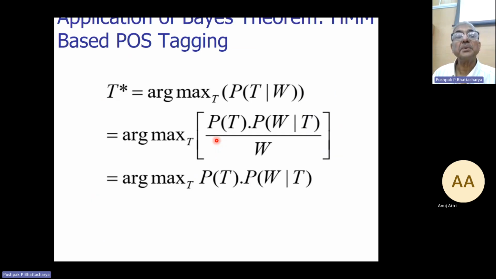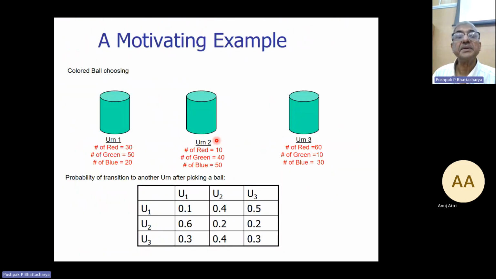Okay, now let's go to the machine as such, which is the hidden Markov model. This was being illustrated with the example of three containers, U1, U2, and U3. We are choosing a ball from the container with replacement, and we go from one container to another or remain in the same container with the following transition probability table.